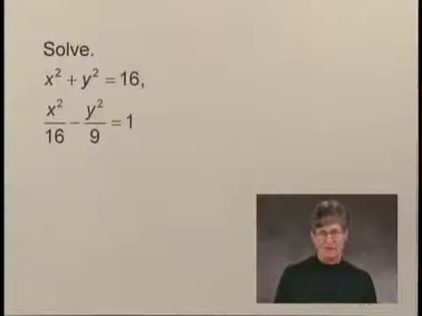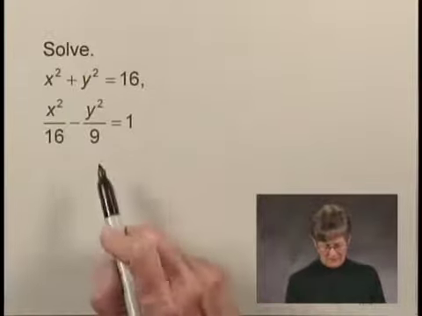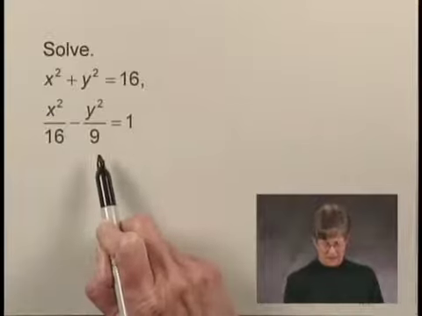We'll solve a system of nonlinear equations. The system is x squared plus y squared equals 16, and x squared over 16 minus y squared over 9 equals 1. Now let's begin by clearing fractions in this second equation.